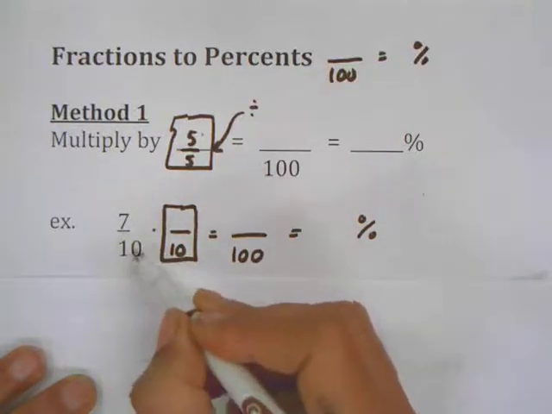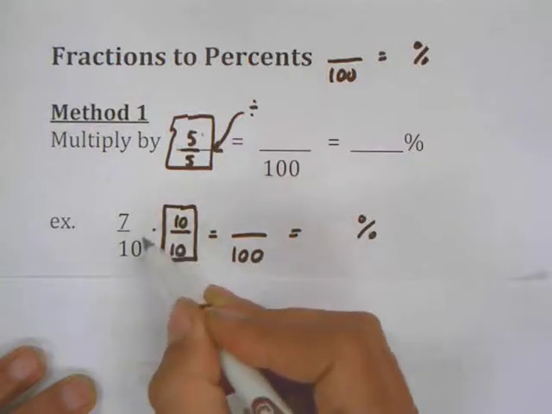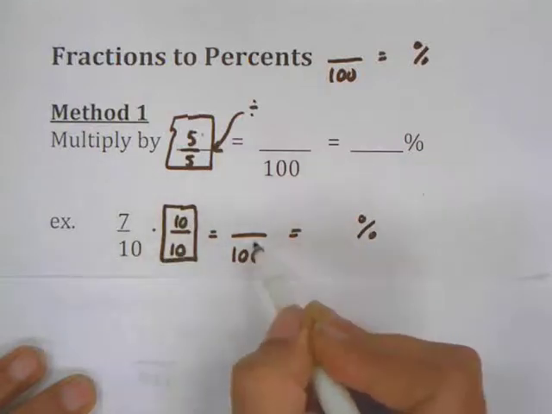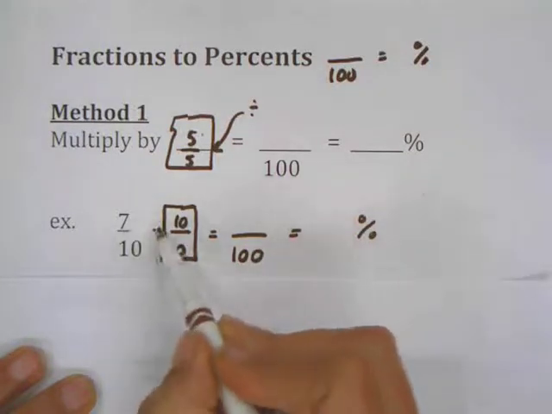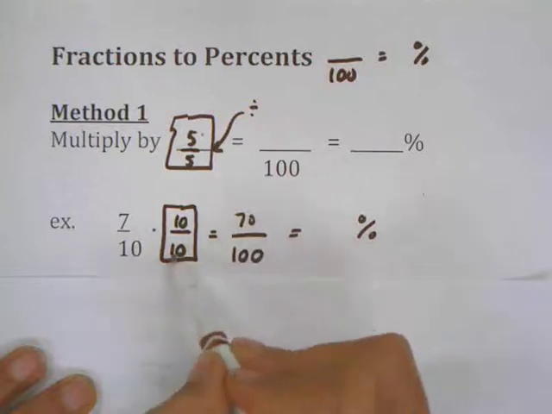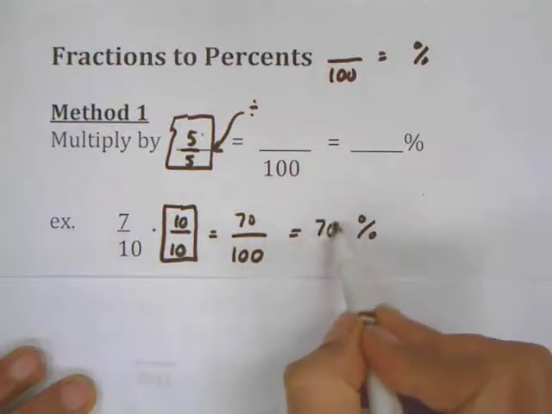And once again, if I multiply 7/10 times 1, a fraction equal to 1, 10 over 10, then I'm not changing the amount. It's still going to be worth 7/10, but it's just going to look slightly different. So 7 times 10 is 70. 10 times 10, 100. So I get 70 per 100, or 70%.